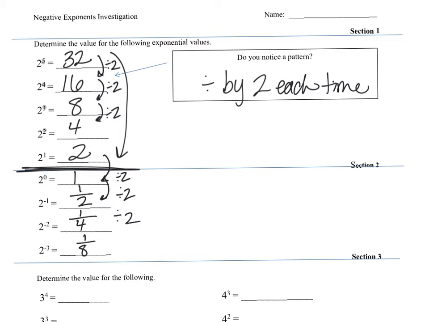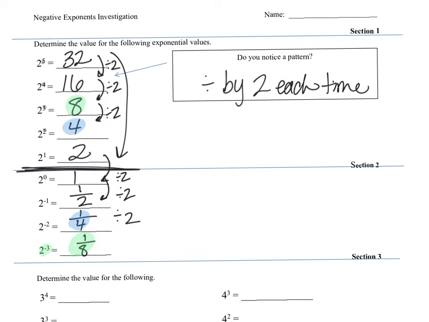I want you to look and see how these numbers are so similar. When I had 2 to the -3rd, I had 1/8. When I just had 2 to the 3rd, it was 8. Let's look at another one. When I had 2 squared, I had 4. But when I had 2 to the -2, I had 1/4. Those values will continue to match up.